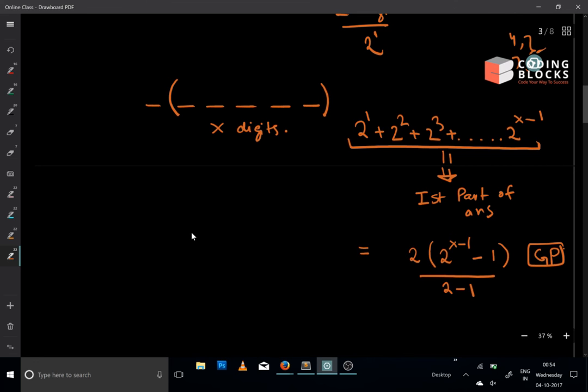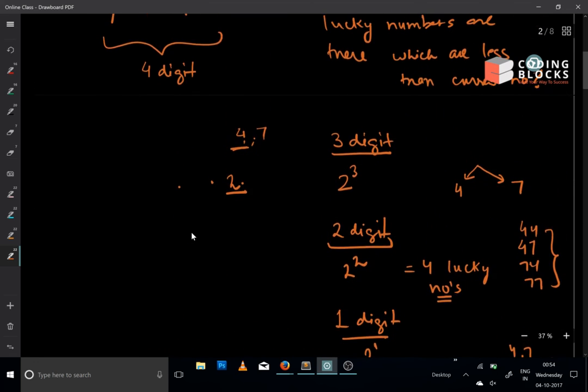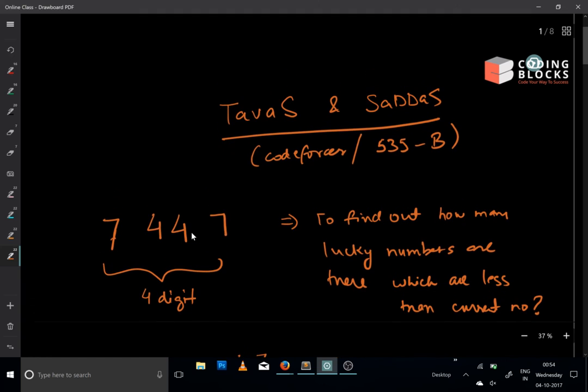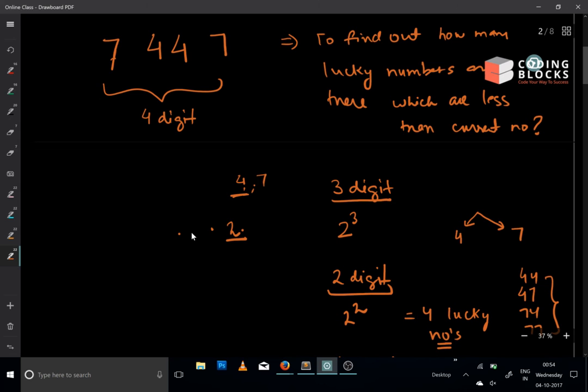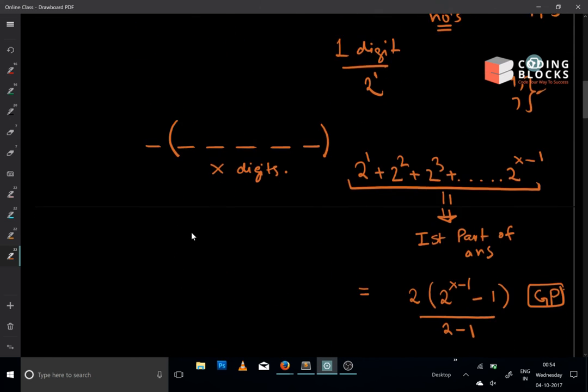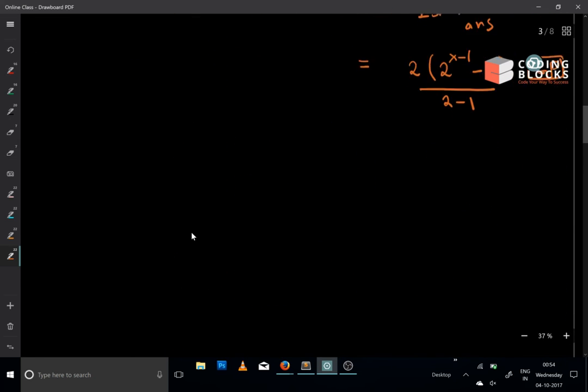This answer is not complete because in this case we have skipped all those numbers which are having 4 digits. We have only talked about 3-digit, 2-digit, 1-digit numbers. Now it's important to talk about how many 4-digit lucky numbers are there which are less than the current number, right? So let me take a few examples to explain this.